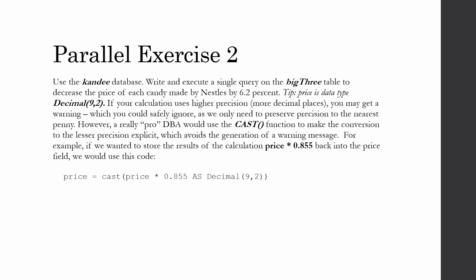However, a really pro DBA would use the cast function to make the conversion to the lesser precision explicit, which avoids the generation of a warning message. For example, if we wanted to store the results of the calculation price times 0.855 back into the price field, we would use this code. Price equals cast the quantity price times 0.855 as decimal 9,2 in parentheses.